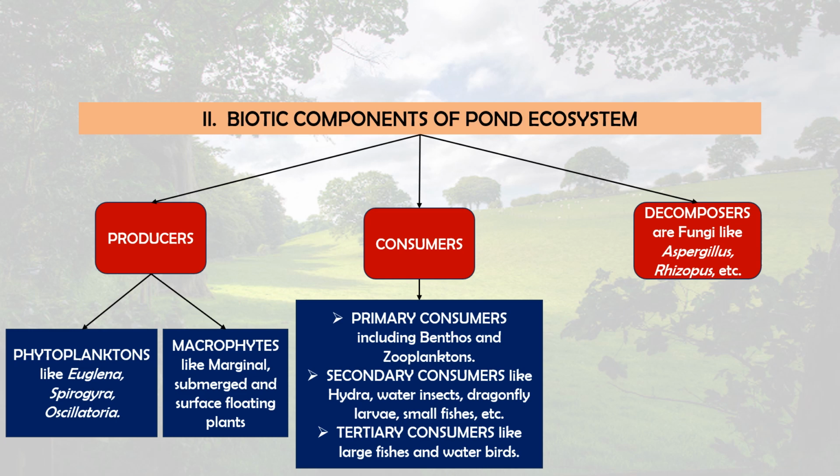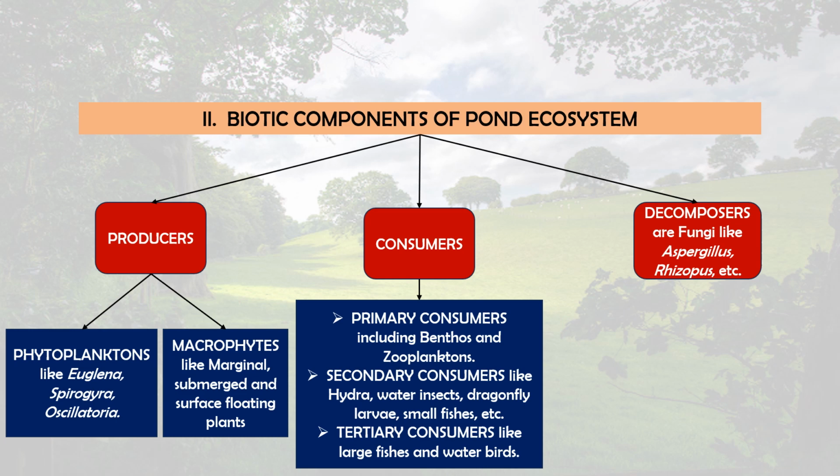Next category is submerged plants. These are found submerged in water and rooted at the bottom of the pond, like Vallisneria, Potamogeton, etc. And some of them are also rootless, but remain submerged in water, like Utricularia, Ceratophyllum. And the last category of macrophytes is surface floating plants. These are aquatic plants like Pistia, Eichhornia. They float on water.